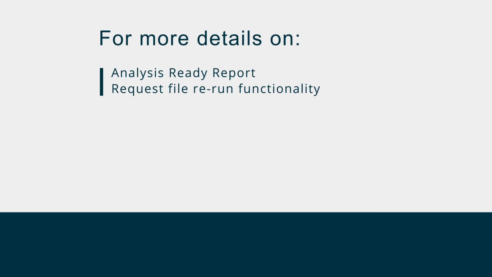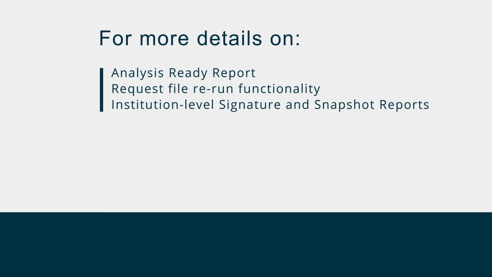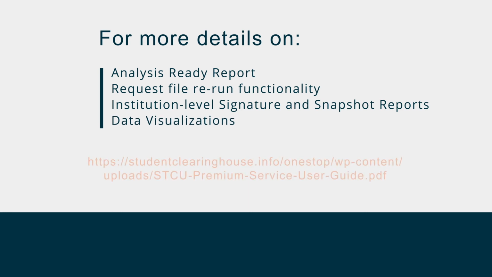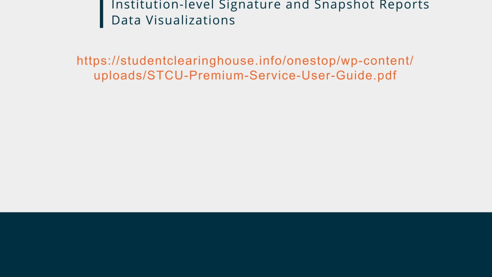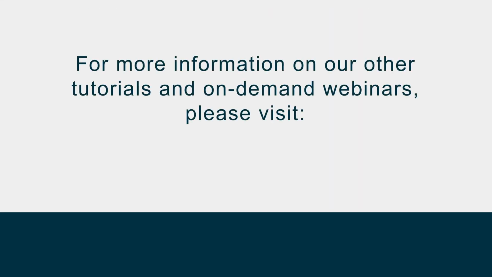You can find more details on the Analysis Ready report, request file rerun functionality, institution-level signature and snapshot reports, and data visualizations in the Premium Service User Guide found online. You can also find more information by viewing our other tutorials and on-demand webinars at clearinghouseacademy.org.